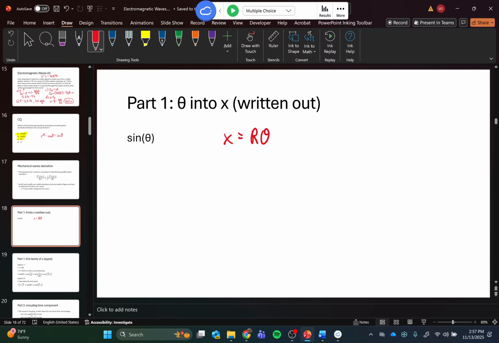Great. So we're now going to rearrange this. So now theta equals x over r. Just take that and plug it in here. That's step one. Now, we've done something weird here. We put an r. When it comes to waves, there is no radius. Every wave we've looked at, I haven't told you radius because there is no radius. So we can't leave a radius in here. That doesn't really make sense. We're just using it as a tool right now.